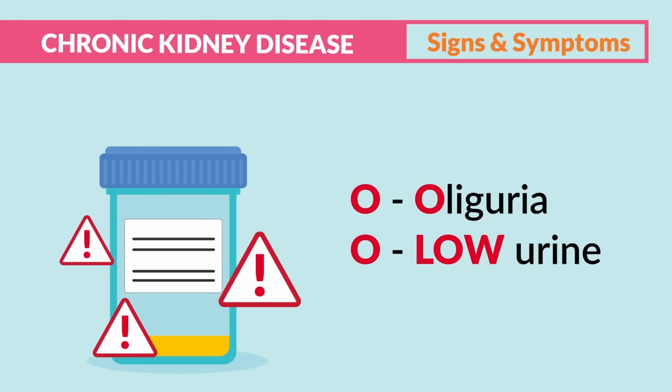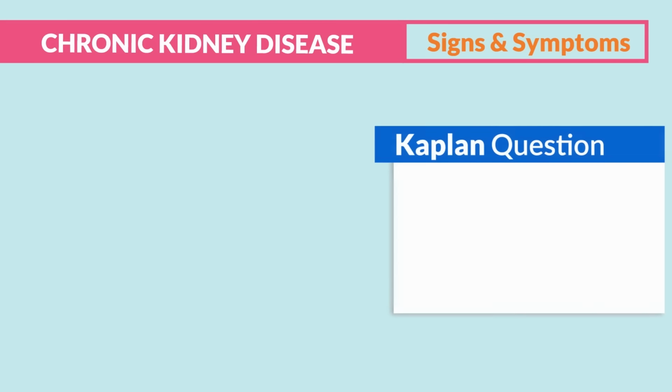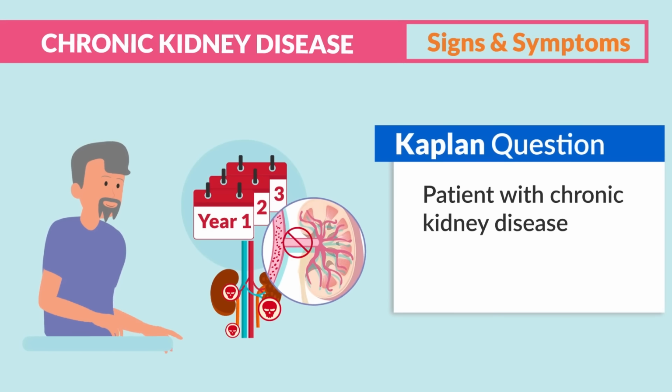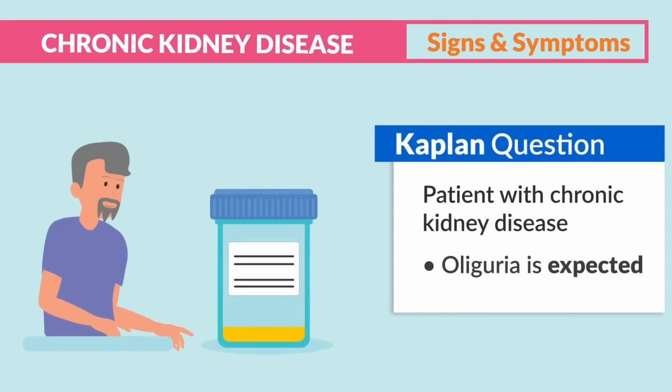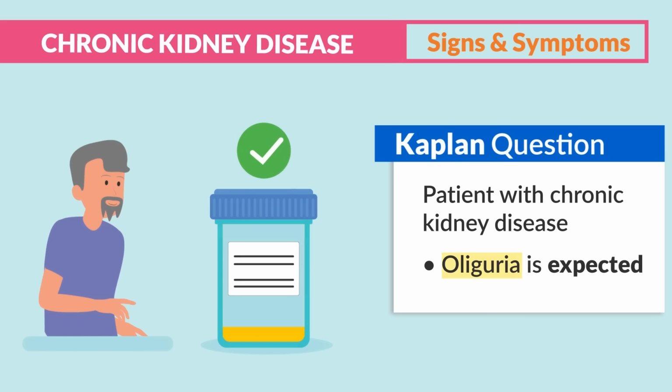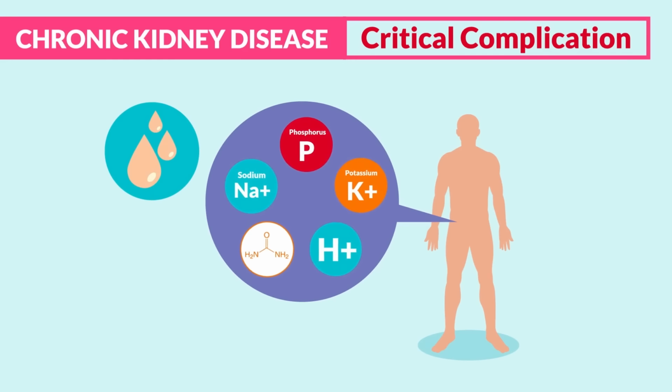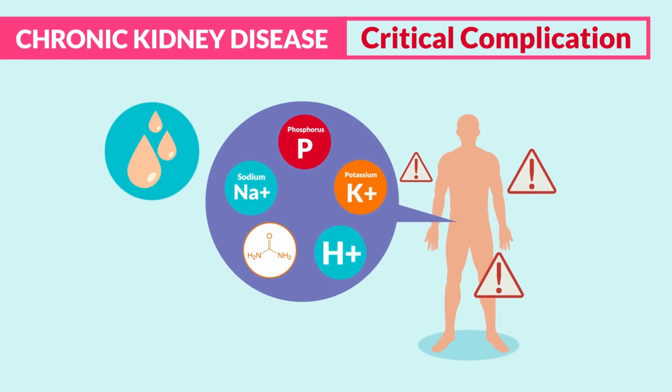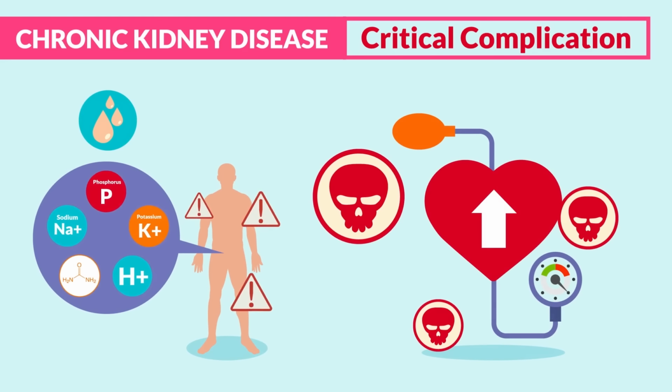Very, very low urinary output, like less than 400 mLs per day. So Kaplan mentions a patient with chronic kidney disease, oliguria is expected for low urinary output. Another highly tested area is the critical complications. So just think all this excess fluid and electrolytes are trapped inside the body and can cause dangerously high blood pressure from all that fluid volume overload.